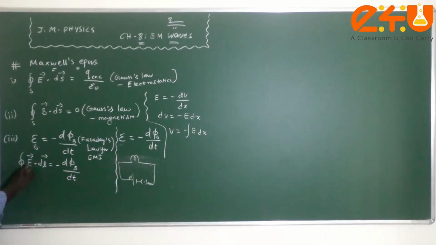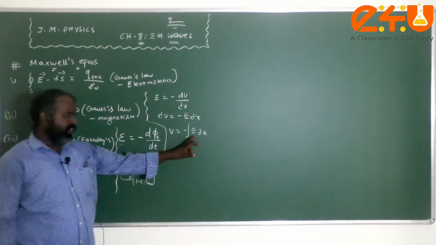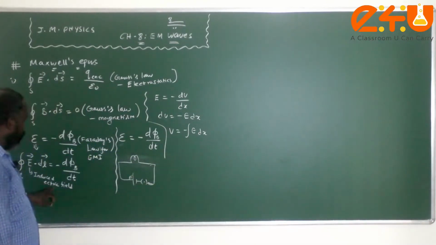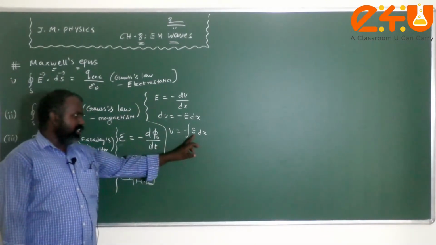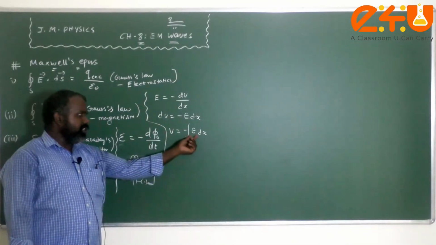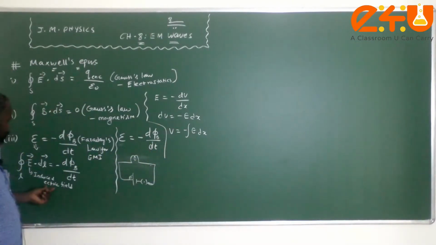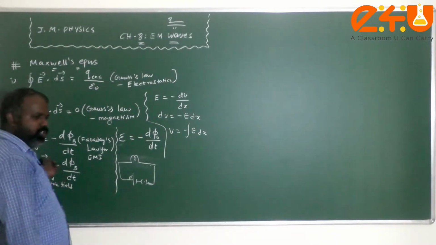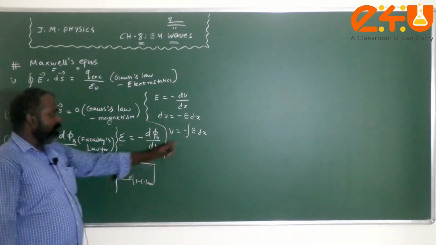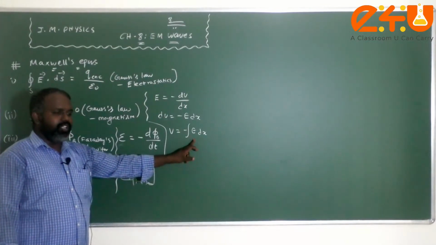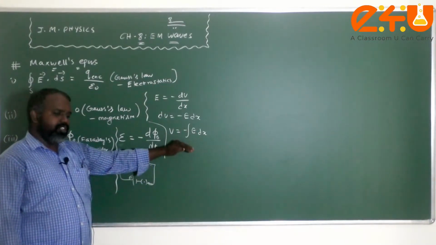But this electric field is called the induced electric field. What is the main difference between the electrostatic field and the induced electric field? Here we said this is the conservative field, whereas the induced one is not a conservative field. That means work done in a closed path will not be equal to 0, but for the electrostatic field, work done in a closed path will be 0. That is the main difference.